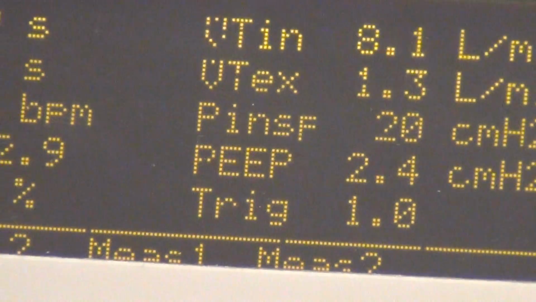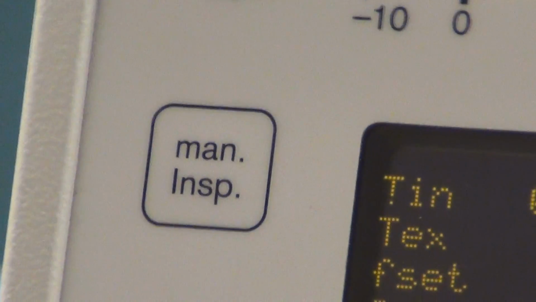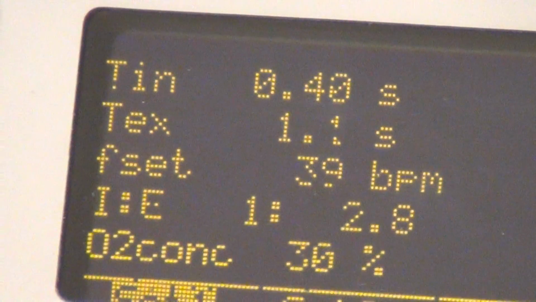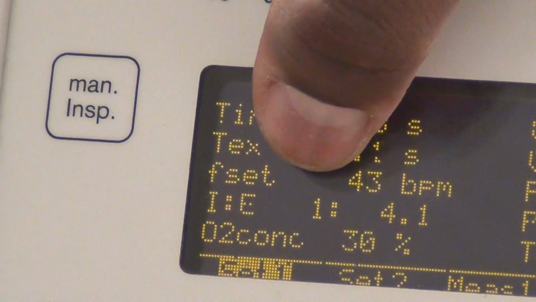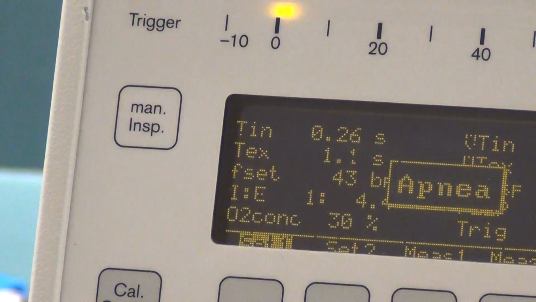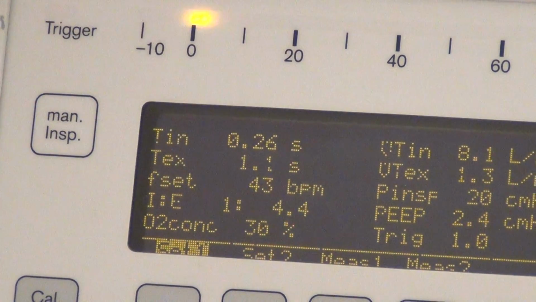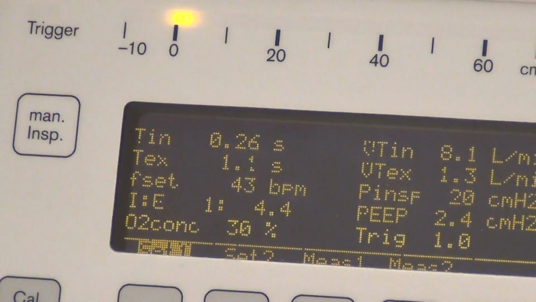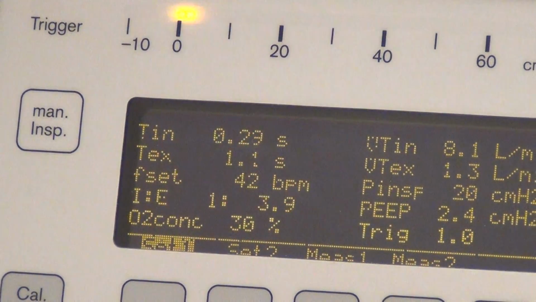So notice as I increase my I time, my TIN, which is my inspiratory time, also increased. You'll also notice as I make adjustments here, and I'm going back down on it, what happens to my respiratory rate? Well, that adjusts as I go down on my I time, or my inspiratory time, excuse me. My rate goes up. But then you also notice that the I:E ratio also changes. So let me increase my I time so you can see that. So as I increase my I time, the I:E ratio actually goes down.